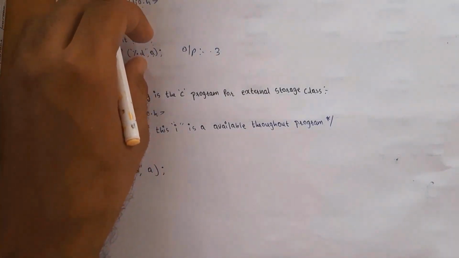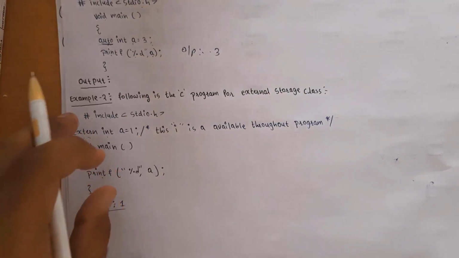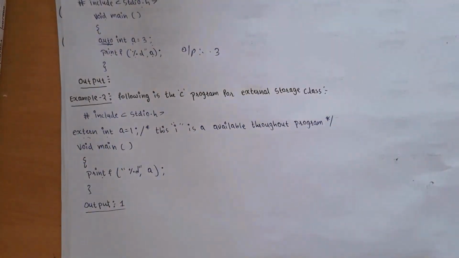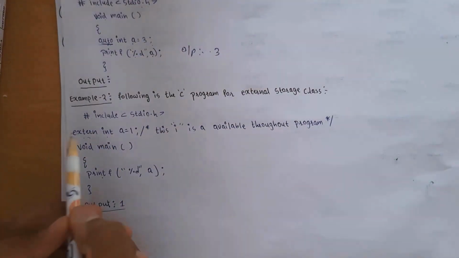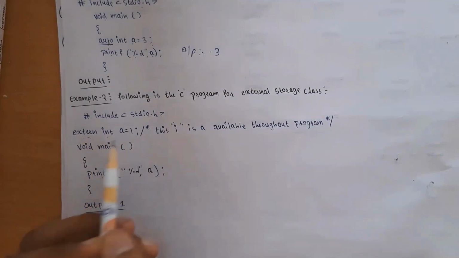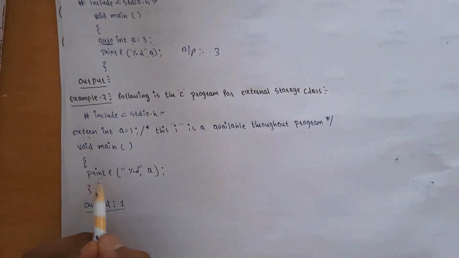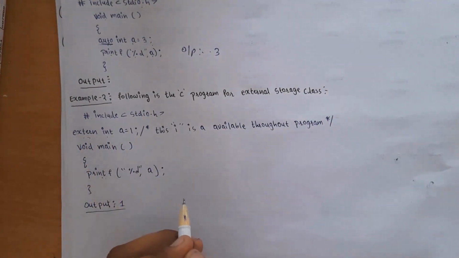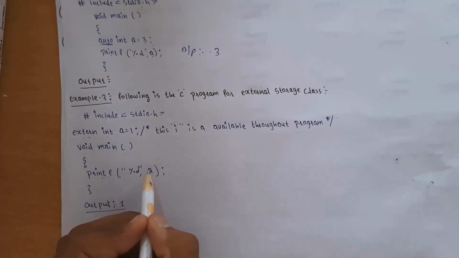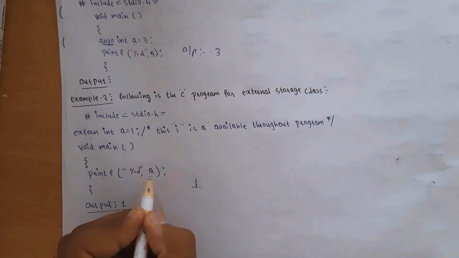But if you want to use the extern storage class, then you need to declare it outside the main function. So I wrote here extern int a = 10, and inside the main function I wrote printf("%d", a). Whenever I write like this, I will get the output as 1 because the value of a is 1.